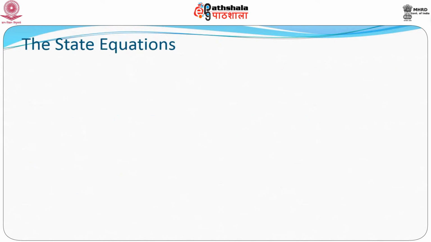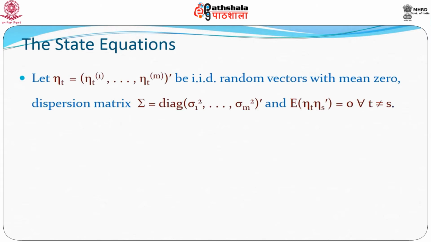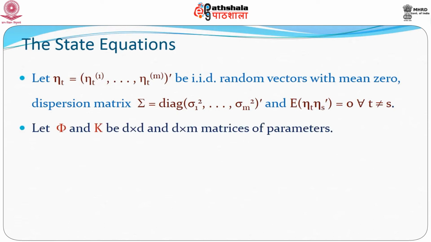Then we have a second equation. We will call this the state equation. To define this, let eta t, t equal to 1 to n, be IID random vectors with mean 0 and dispersion matrix sigma, which is a diagonal matrix. And we will assume that expectation eta t eta s prime is equal to 0 for t not equal to s. Let phi and k be two matrices of parameters. So, we have two parameter matrices, and what we do is we write the state equation as w t is equal to phi w t minus 1 plus k eta t.